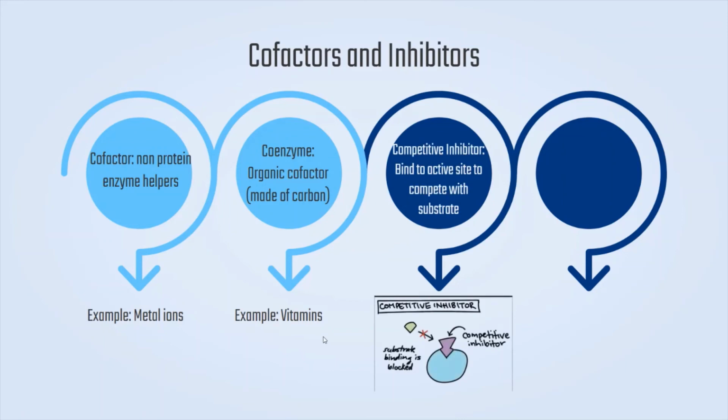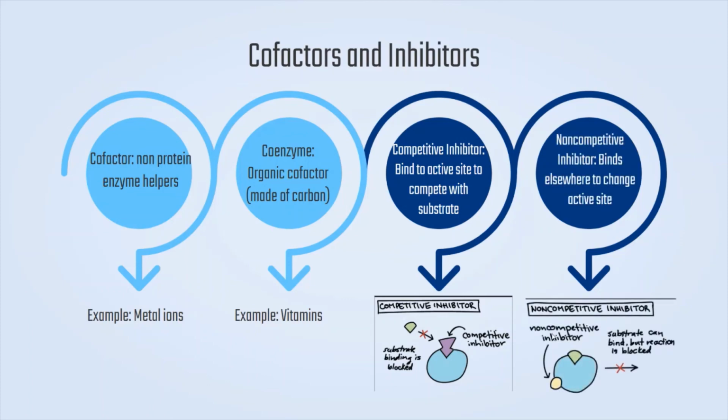And inhibitors are things that basically inhibit how an enzyme is able to function. In competitive inhibition, they will bind to an active site to compete with the substrate. So you can see in this diagram, a competitive inhibitor will block the active site. So the original substrate that wanted to get on the enzyme will not be able to bond. However, in non-competitive inhibition, it will bind elsewhere to change the shape of the active site. So a non-competitive inhibitor will not bind to the active site, it will instead bind somewhere else on the enzyme, which changes the shape of the active site.